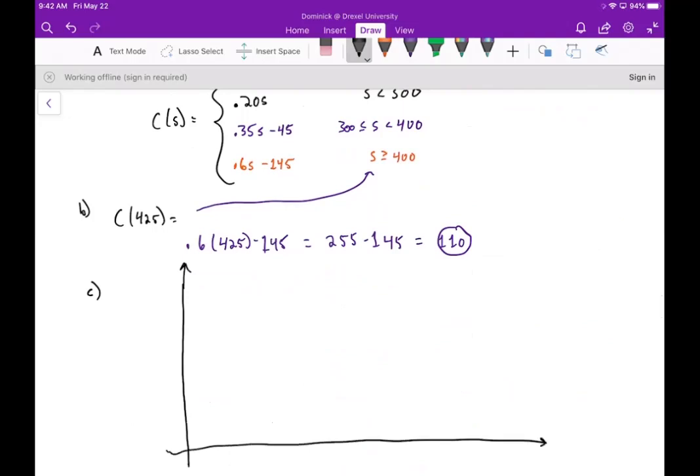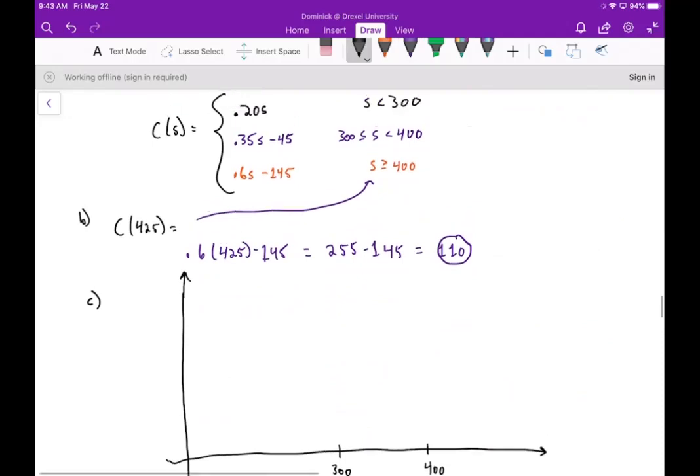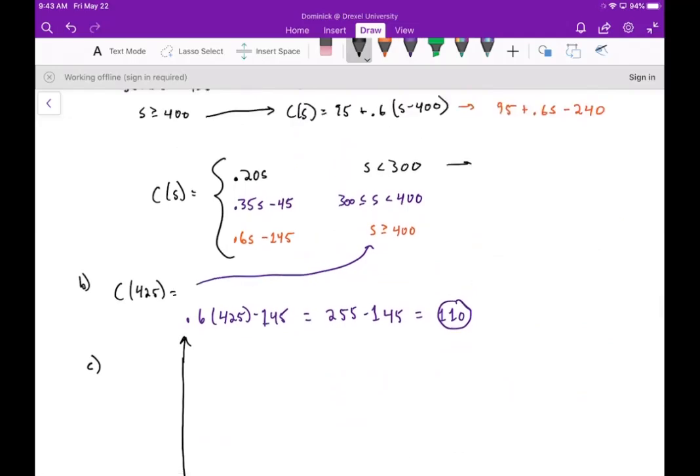Okay, so we know that if we say this is 300 and this is 400, those are sort of our breaking points, right? So if S is less than 300, maybe one good thing to do is to figure out what the boundary values would be. So if we figure out what C of 300 is for these two, right?